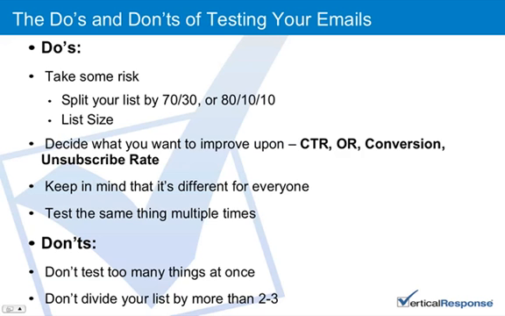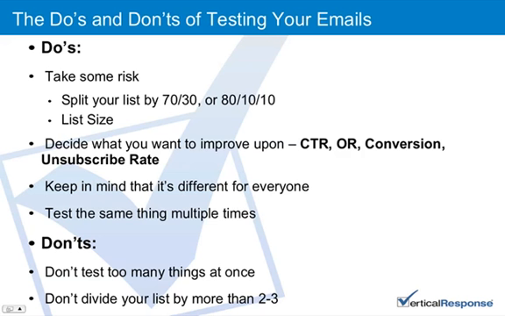You can split your list a couple different ways. We have some suggestions here. You can do 70% versus 30% if you just want to split it into two lists, or you can split your list three ways. Another example would be 80% for the biggest part, and then 10% and 10%. You could do your control at 80%, and then if you have two other variables that you want to test, you can send those to the smaller segments of your list. So we recommend 2 to 3 segments.